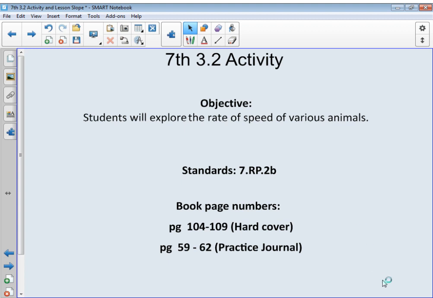This is the 7th grade 3.2 activity. In this activity, students will explore the rate of the speed of various animals. The standards covered in this activity are 7.RP.2.B. Out of the hardcover book, it starts on page 104, and out of the practice journal, which is what you should be using, it will start on page 59.